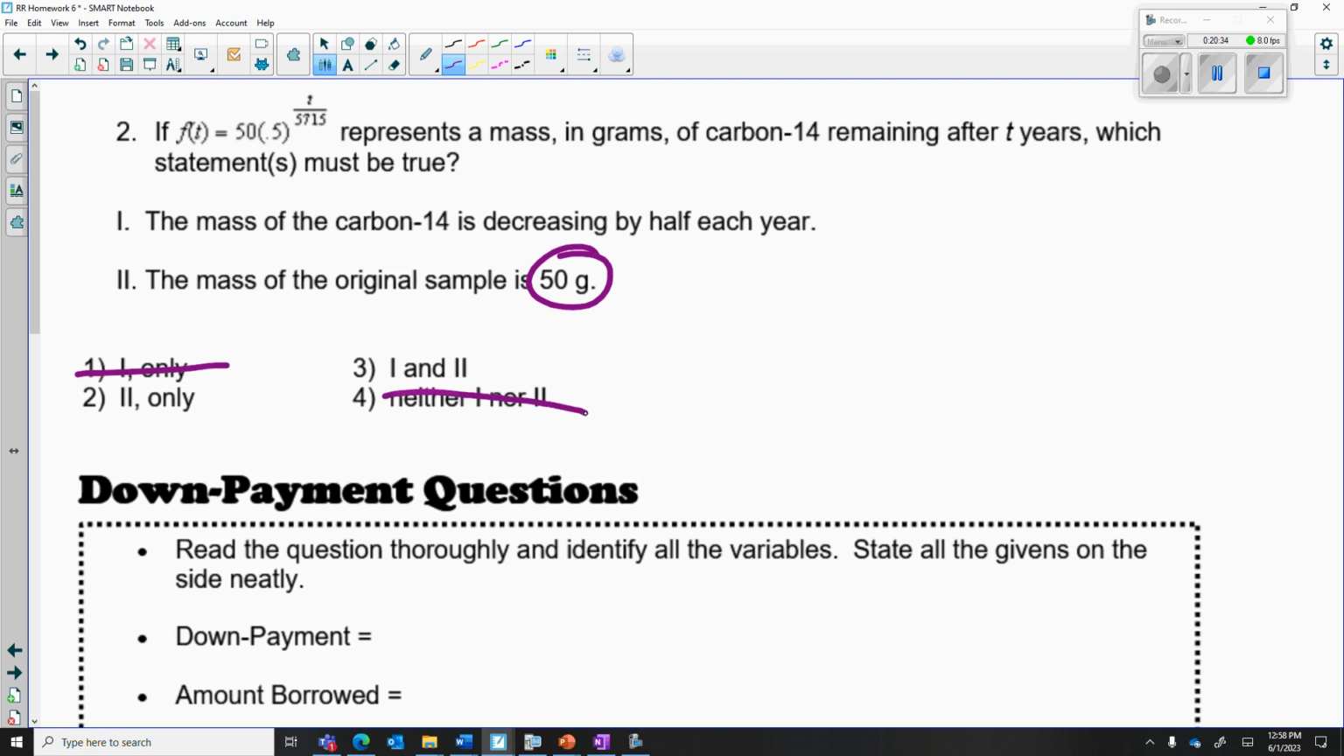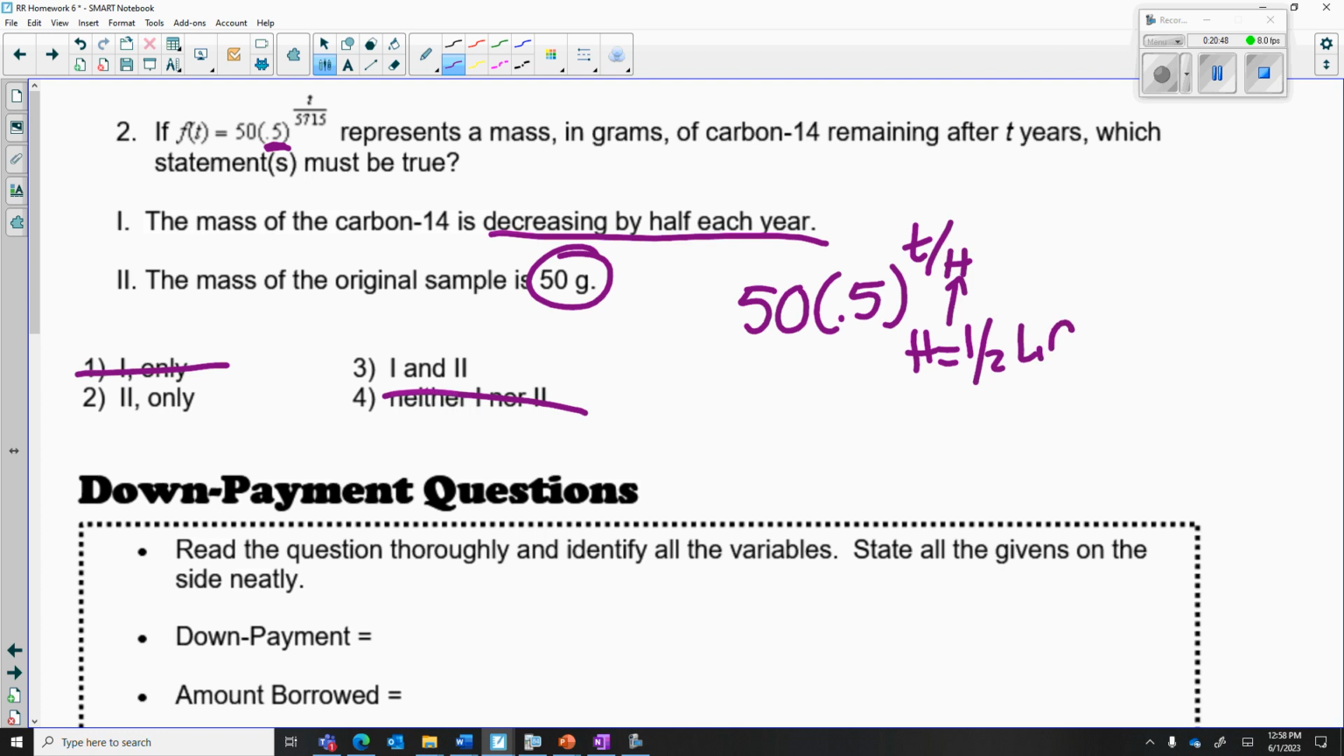And then it says that the mass is decreasing by half each year. So if this says 1/2 here, that means that's the half-life formula. So remember, it's 1/2 to the T over H, where H is the half-life. So based on that, this is T over H. That means the H is 5715, which means the half-life is 5715.